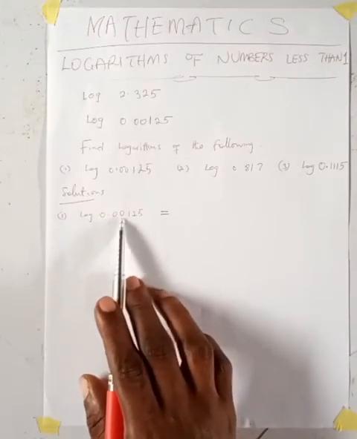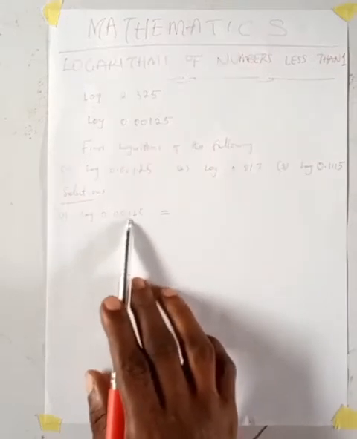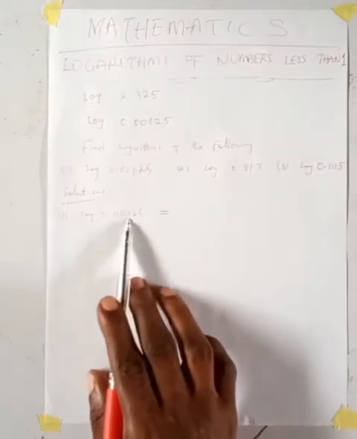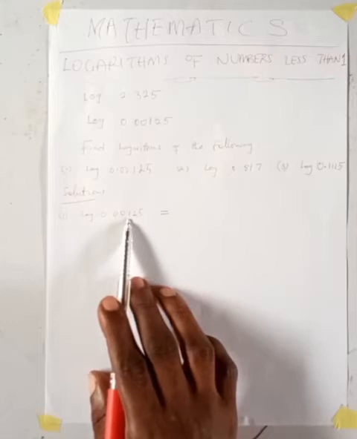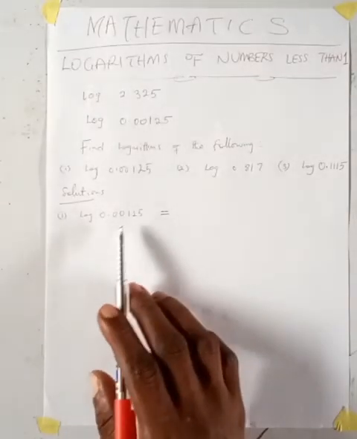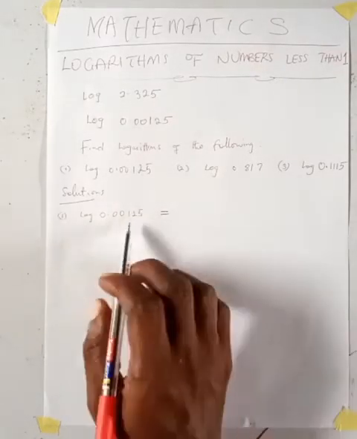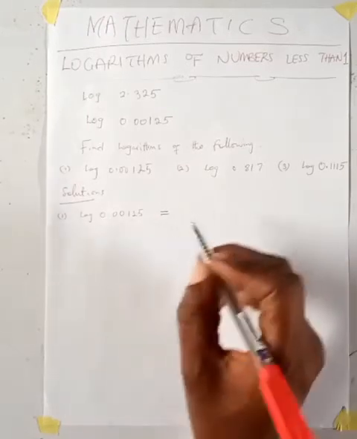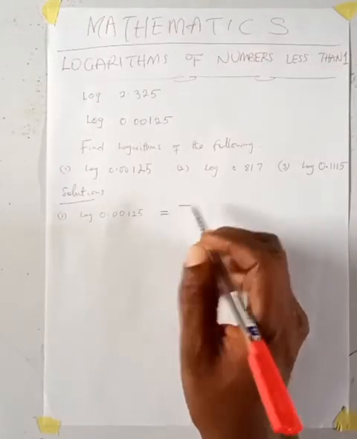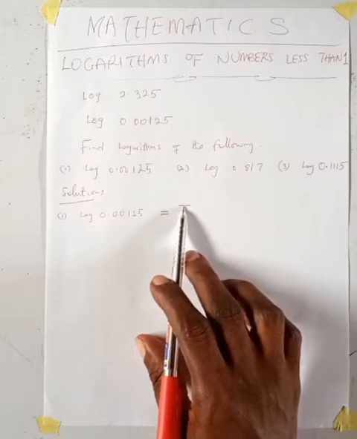Now we observe that this number begins with 0. So it means the characteristic this number is going to have is going to be a negative characteristic. And the representation of a negative number in logarithm is what we call bar. Instead of calling it -1, we will call it bar 1. Instead of saying minus 5, we are going to call it bar 5. So I know quite alright now that my characteristic is a negative number because the number I have here begins with 0.